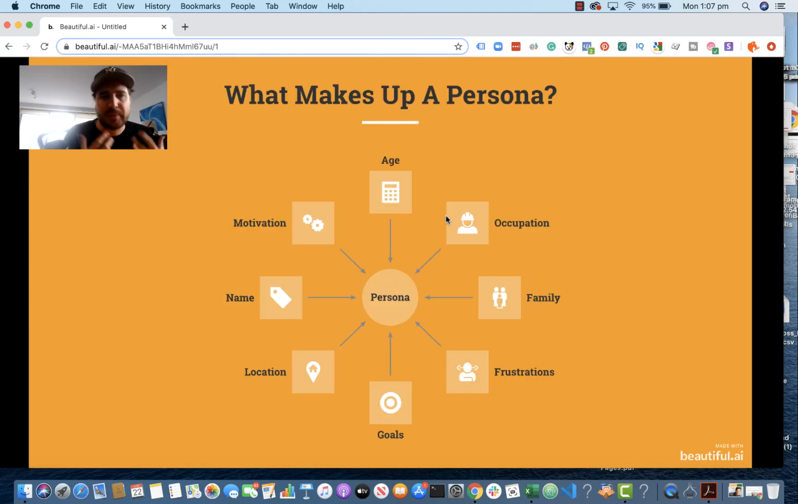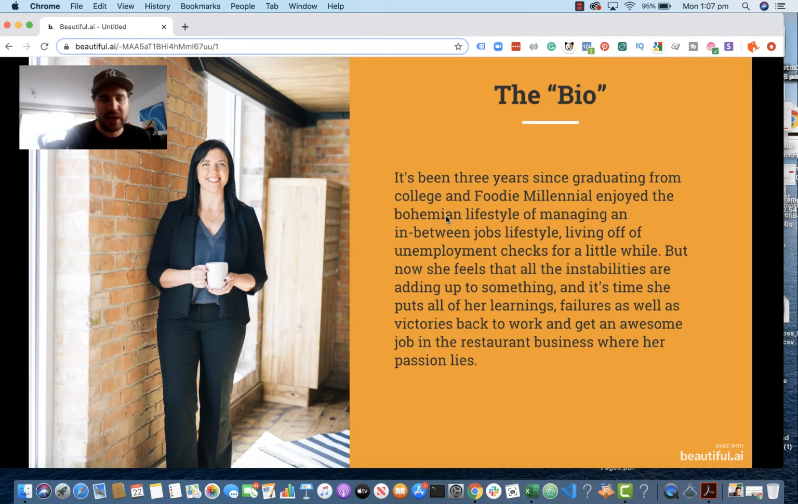So what makes up a persona? We've got different things that we look at. We look at age, occupation, family, the frustrations they might be having at the moment with their current products, their goals, life goals, location, name, and motivation. So what motivates them as well. This is a bio that we usually create after we've answered some of these questions about someone. Usually this information is gathered through, like I said, the different research methods and interview methods we'd use, and then we'd put this into an actual bio. And this is all fictional, by the way. This is just a random picture we found, and this could be someone that they're targeting.